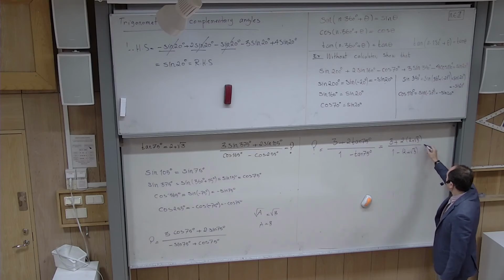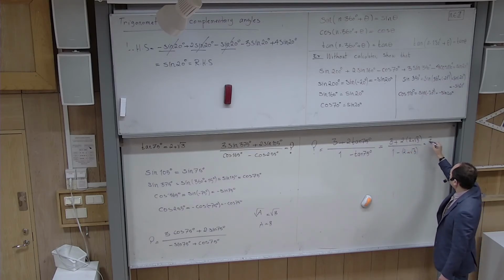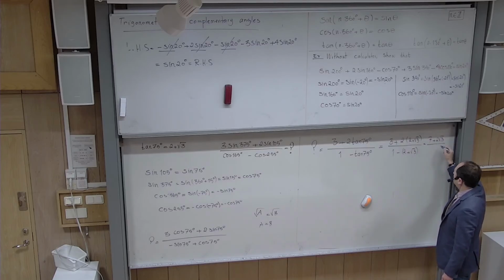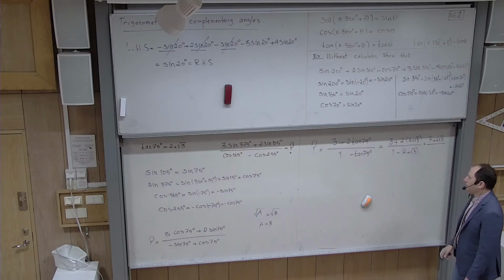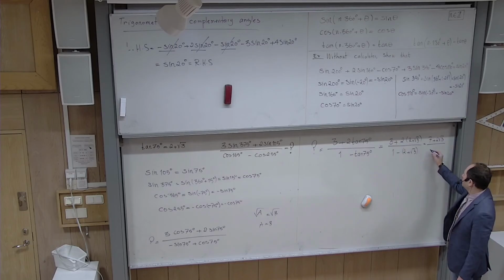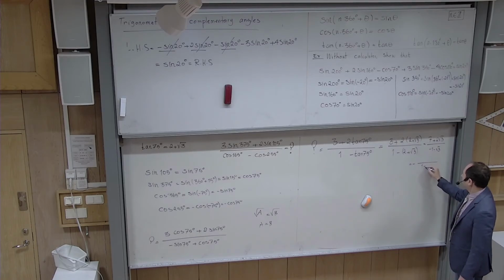And let us simplify this a little bit. 2 times 2 is 4, plus 3 is 7. 2 times that is 2 square root of 3. And in the denominator, I will have 1 minus 2 minus a square root of 3. So it becomes minus 1 minus a square root of 3. If you want, you can factor a minus sign out. It becomes 1 plus a square root of 3, 7 plus 2 square root of 3.